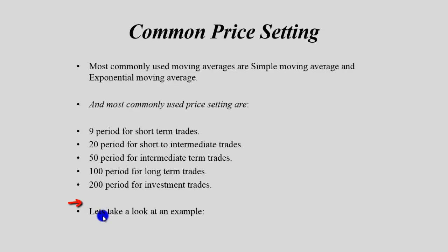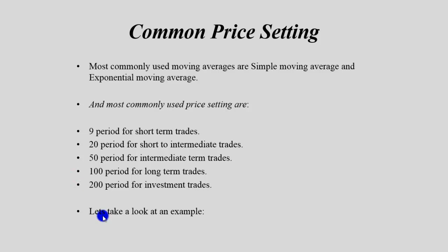Let's go ahead and see what the common price settings used to calculate moving averages are, or what the most commonly used moving averages are. For short-term trades, or trades that are no more than 2 or 3 days in length, people most often use 9-period moving averages. For intermediate-term trades, people use 20 and 50-period moving averages. The 100-day and 200-day moving averages are used for long-term or investment trades.